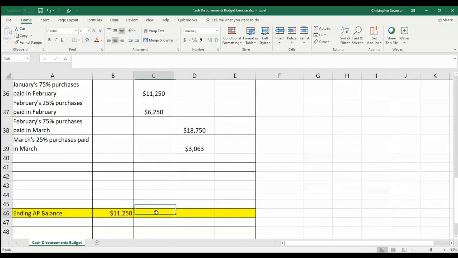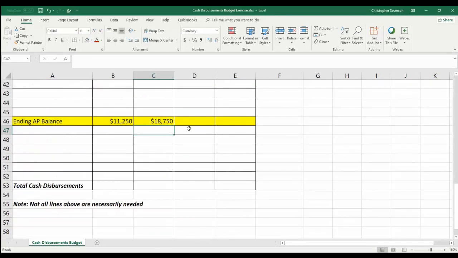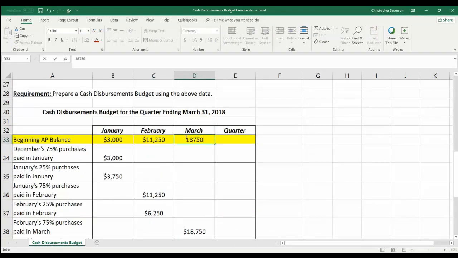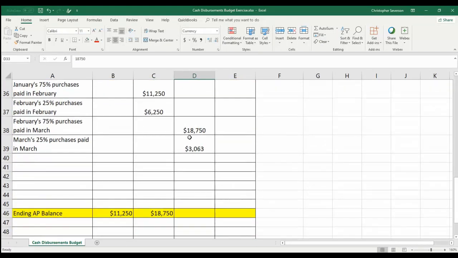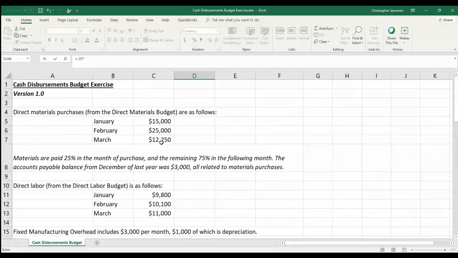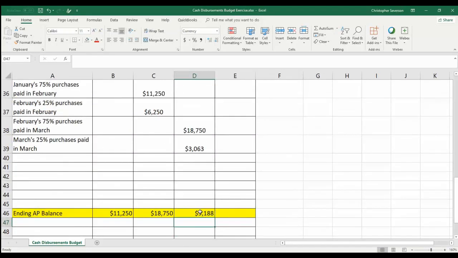It's the other 75% of February's purchases that are due in March. And that would have also carried forward to be $18,750 for March's beginning AP balance. And obviously we're actually paying it, so that's why it's in the white area. Now we have March's 25% of purchases paid in March. The other 75% of March's purchases are going to be paid in the next quarter altogether. So 75% of March, that's what's going to be left at the ending of March, the ending of this quarter.